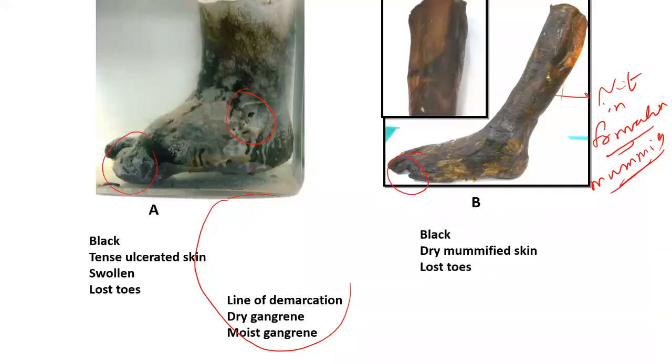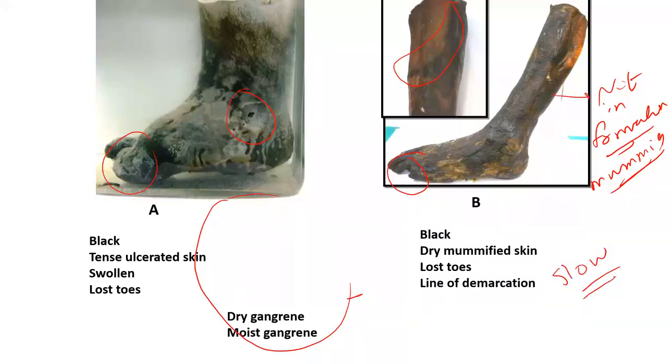Which has a line of demarcation? What's a line of demarcation? This line separates the healthy tissue from the gangrenous part. Which has a prominent line of demarcation? Look at this. This is the line of demarcation, and this one has it because it is a slow process. A line of demarcation needs a long time to develop. Which is the dry gangrene? Of course B. Which is the moist gangrene? Of course A.